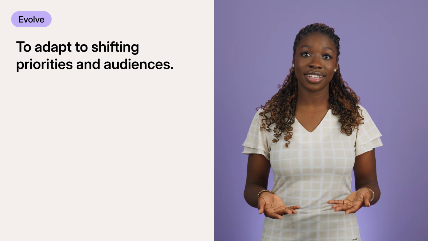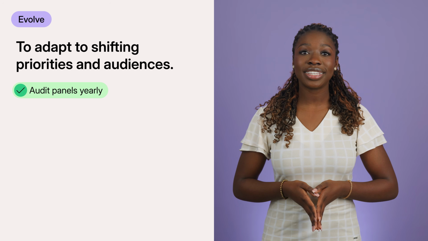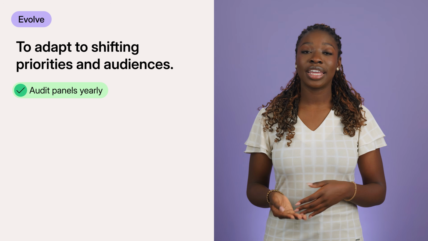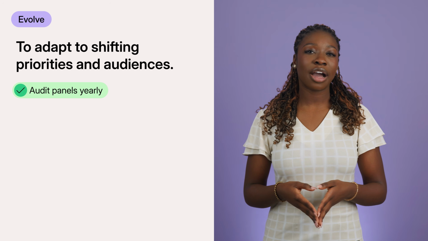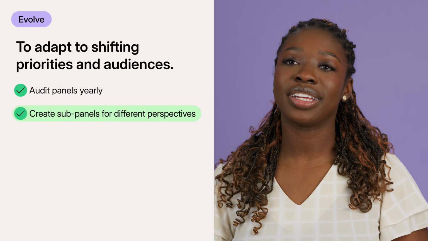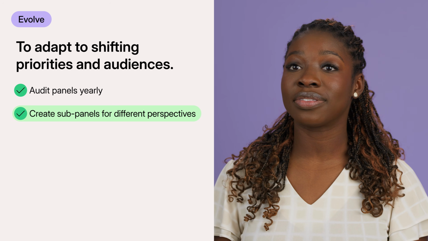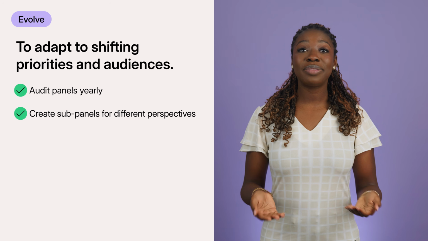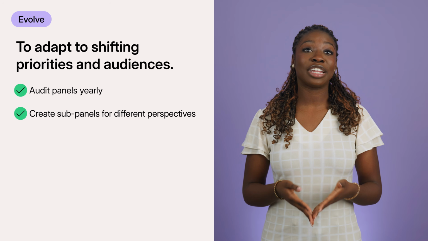And last, but very important, is evolve. Panels are not one-time projects. They should grow and shift as your organization grows and shifts. Evolving your panel means checking whether they still reflect your priorities and your audience. Some teams audit their panel once a year to see which studies it supported and how fast recruitment happened to measure how well the panel is performing and meeting its goals. Others create subpanels for new regions or customer types to capture different perspectives once they see underrepresentation. Updates like these keep your panel relevant, balanced, and ready for whatever research questions come next.